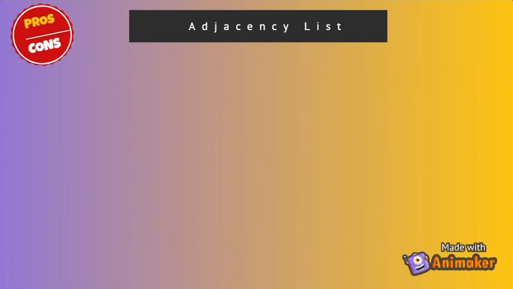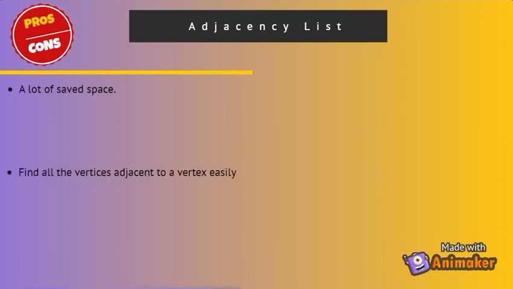Pros of adjacency list. An adjacency list is efficient in terms of storage because we only need to store the values for the edges. For a sparse graph with millions of vertices and edges, this can mean a lot of saved space. It also helps to find all the vertices adjacent to a vertex easily.